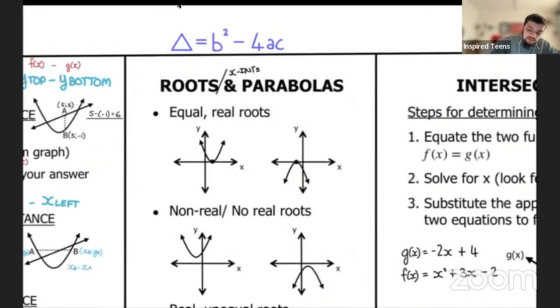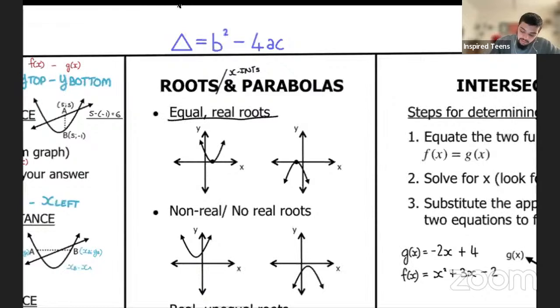So when we deal with roots of parabolas basically, we need to understand that a root is an x-intercept. When we use the word root, we are talking about the x-intercept of a graph, that gives us its roots. So to clarify, when we talk about roots, we're talking about the x-intercepts of a graph.